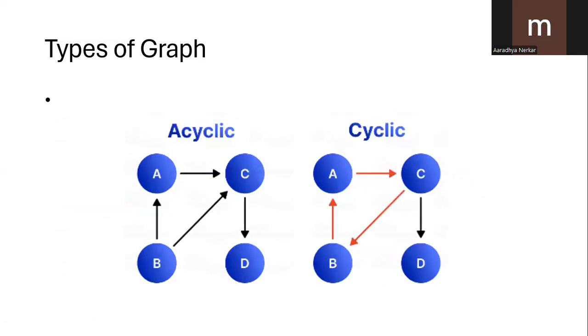Then in a cyclic graph, it contains at least one cycle that is shown using these red edges. So a cyclic graph contains at least one cycle, meaning you can start at a node and follow a path that leads back to the same node. Whereas an acyclic graph does not contain any cycle.